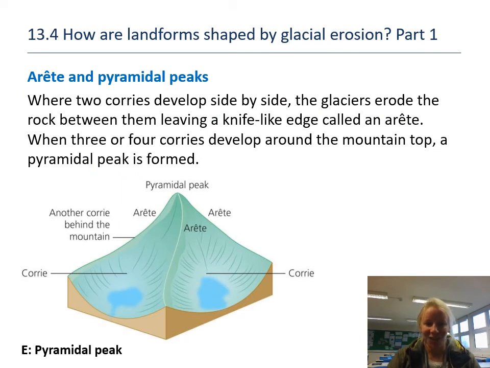All right, Year 9s, so on to our next glacial landform. So we're now looking at arêtes and pyramidal peaks. Now where 2 corries develop side by side, the glaciers erode the rock between them, leaving a knife-like edge called an arête. When 3 or 4 corries develop around a mountaintop, a pyramidal peak is formed. So what we're seeing is as that ice gouges those hollows out of the landscape, that sliver of land that's left in the middle becomes really, really narrow and really, really steep. And over time, this helps to create the peak of this mountain, known as a pyramidal peak.